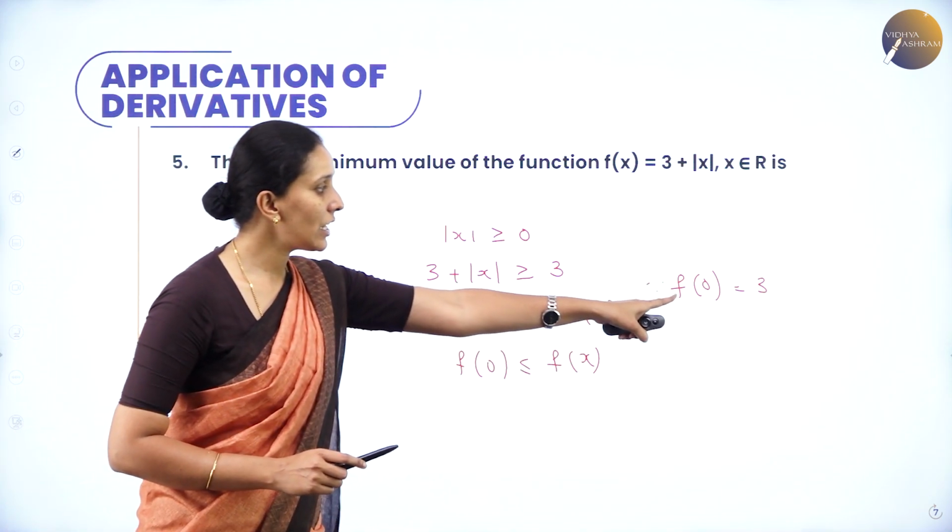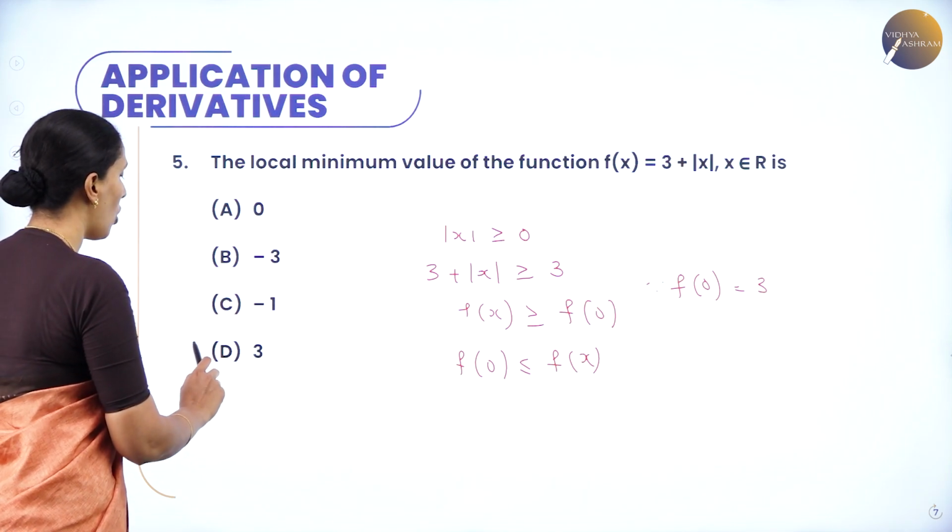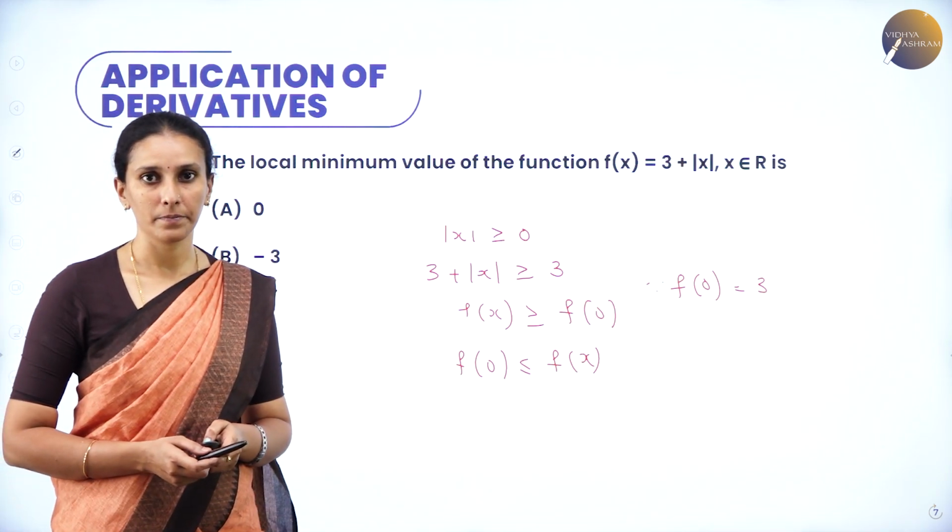So what is f of c here? That is f of 0 is equal to 3 is the local minimum value. Hence, option D is the correct answer.